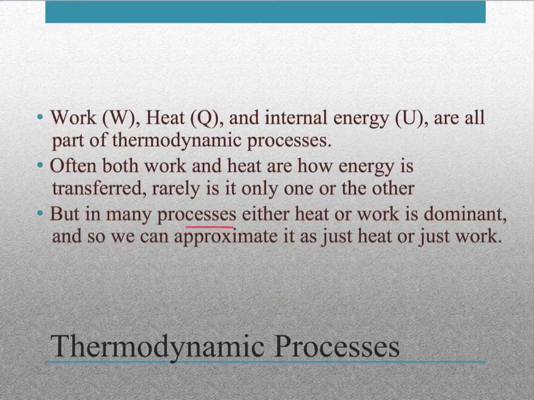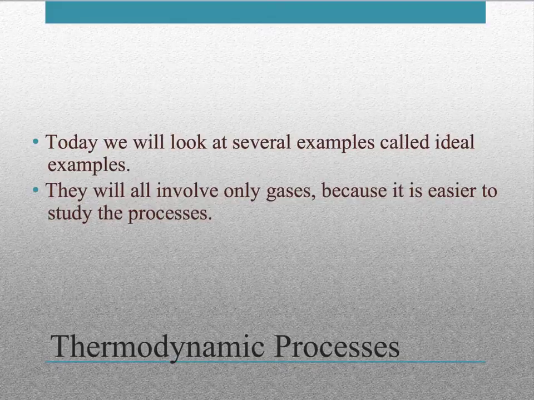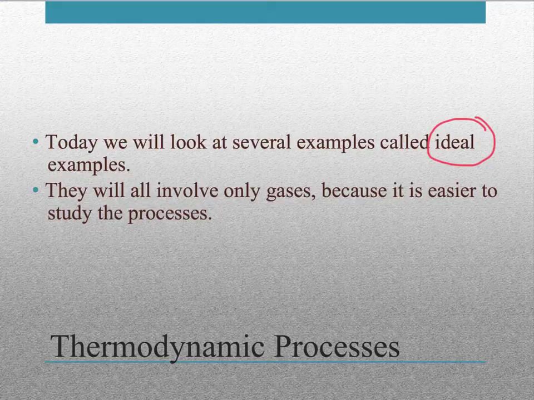So many processes, though, even though both are present, often will have heat or work that is dominant, which means that's the one we have the most of. And so we can approximate it, or pretend to make it easier for ourselves, that just heat or just work is being done. It's often close enough that it helps us solve real-life systems, even though both are present. So today we're going to look at several examples that are called ideal examples because they're ideal where it would only be either heat or work that is happening, okay? And we're going to only talk about it involving gases because it's easier to study the process and understand what's happening when we talk about gases.